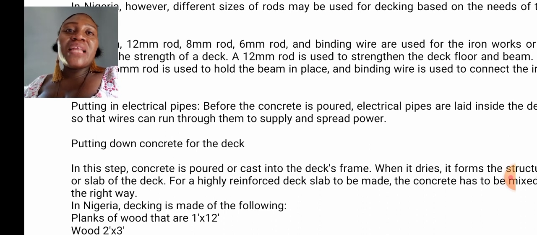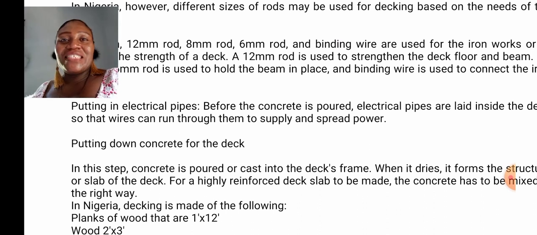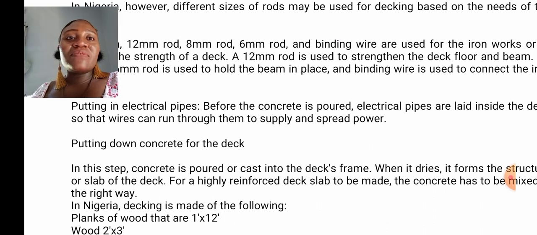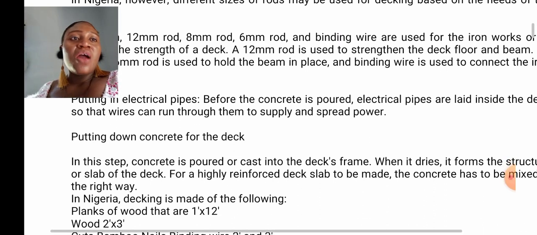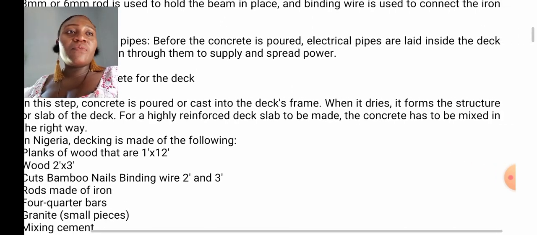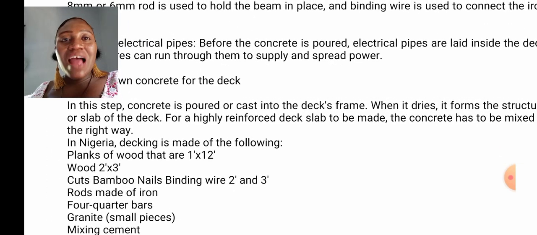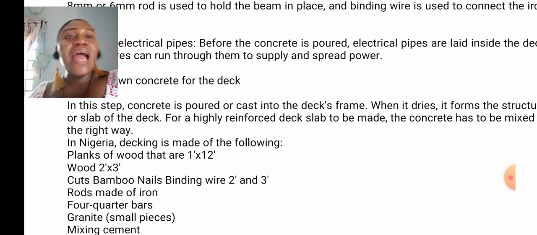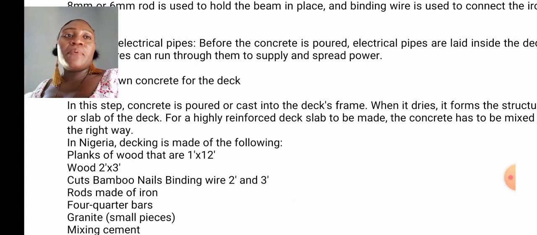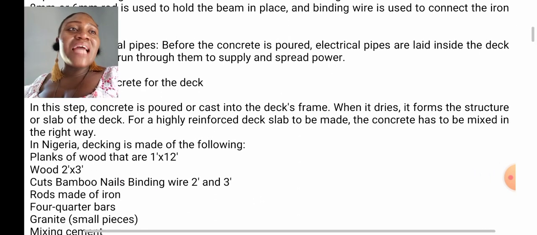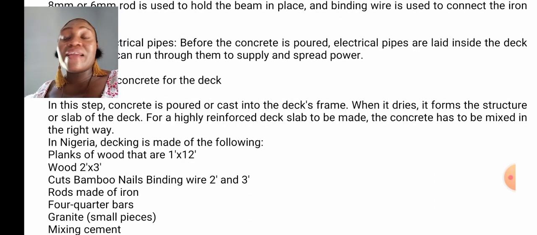So next thing is the putting down of concrete for the decking. In this step, concrete is poured or cast into the deck's frame. When it dries, it forms the structure or slab of the deck. For a highly reinforced deck slab to be made, the concrete has to be mixed in the right way.